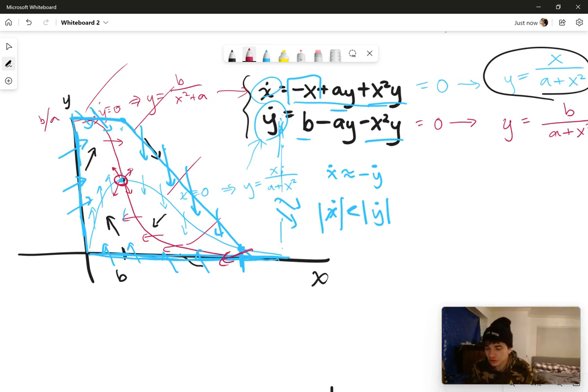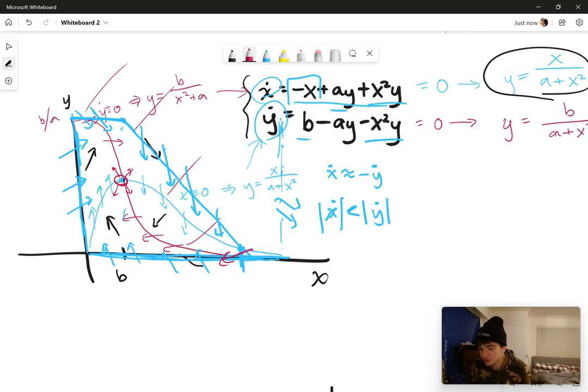Okay, so this is our trapping region. It's kind of a weird pentagonal looking figure. And we've shown that across all of these lines in this closed region, across all of its boundary, the flows of the vector field governed by the differential equations are inward to the trapping region.